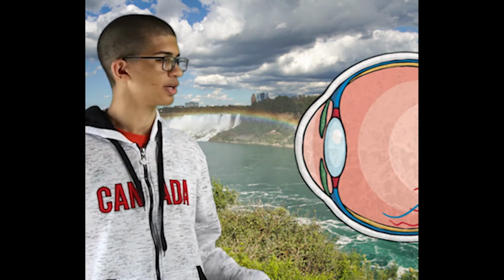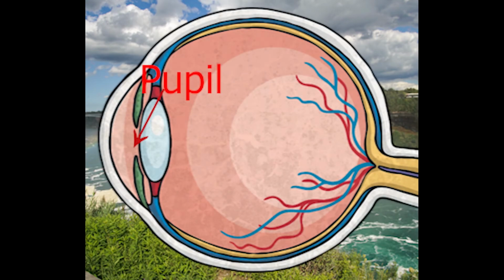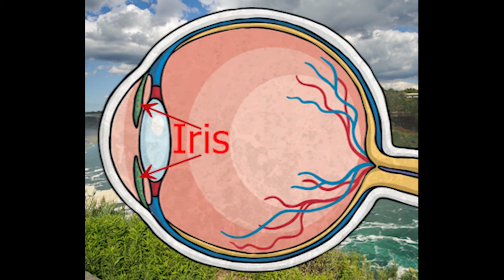The pupil is a hole located in the center of the iris that allows the light to pass through to the lens. If too much light reaches the retina, then it is difficult to see an image. The iris absorbs some of the light to prevent this from happening.